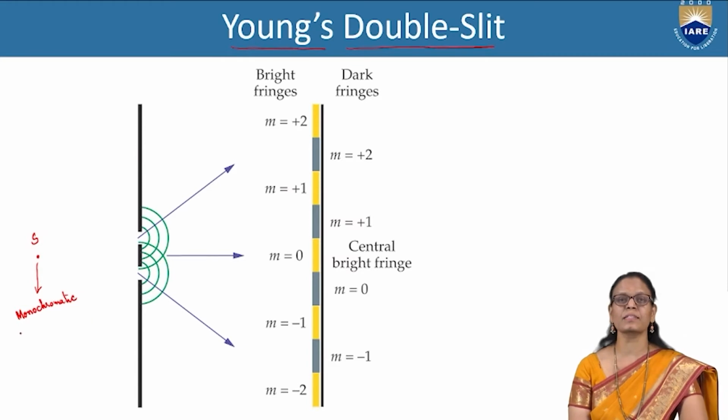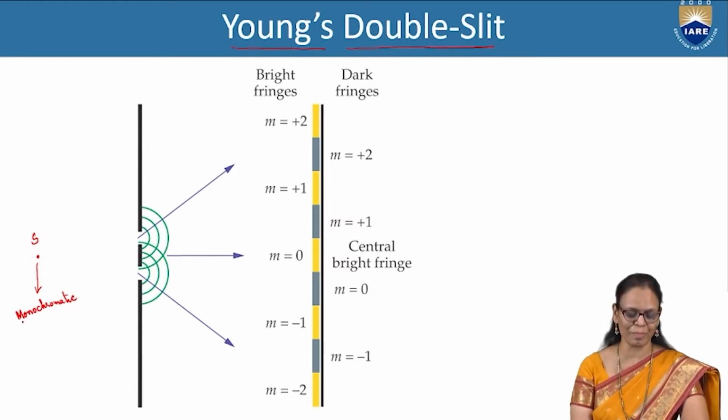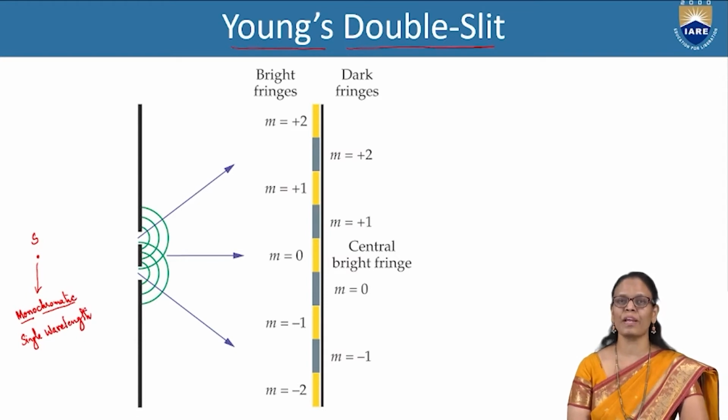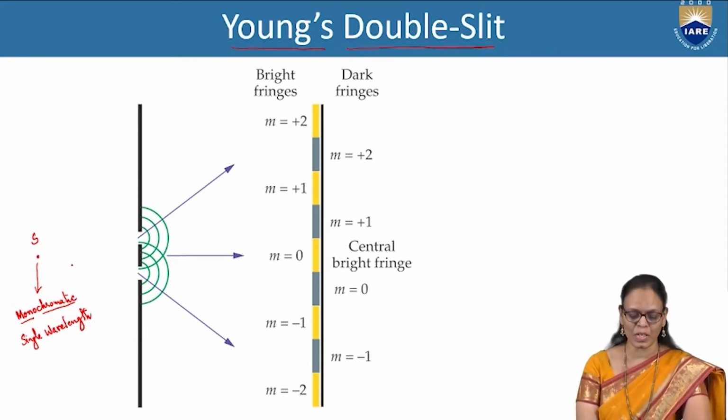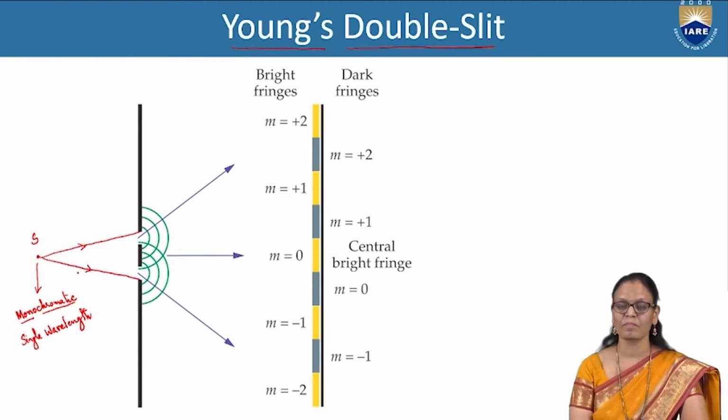So what do we understand by monochromatic? Mono means single, chromatic means color. So light of single color, or single wavelength. So we are considering light of single wavelength. The light that is coming from the source is emitted in all directions. So we consider the light that is falling on these slits.